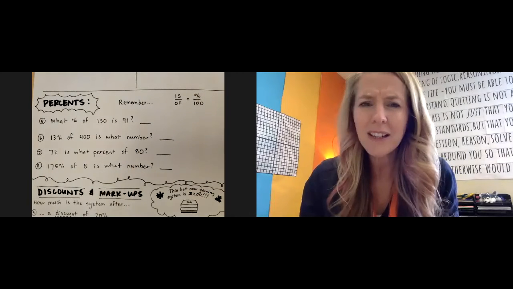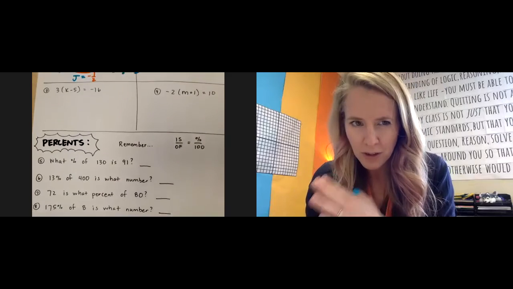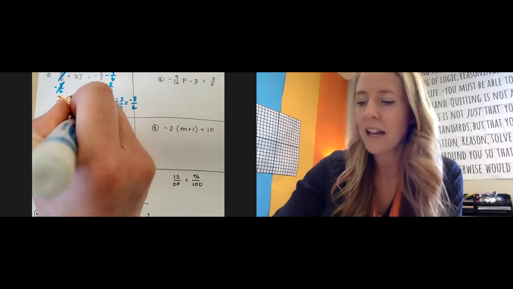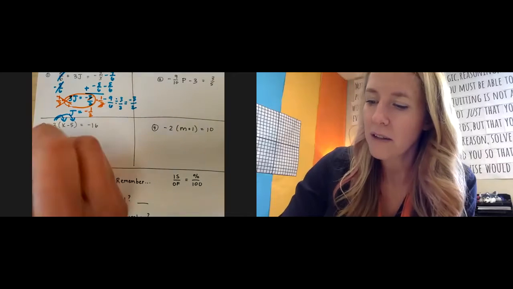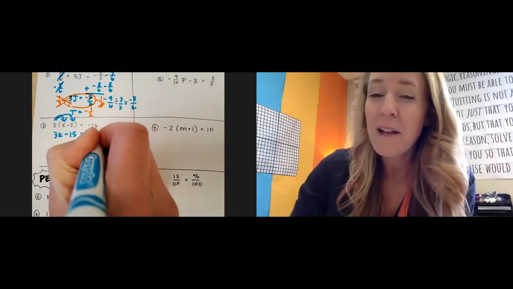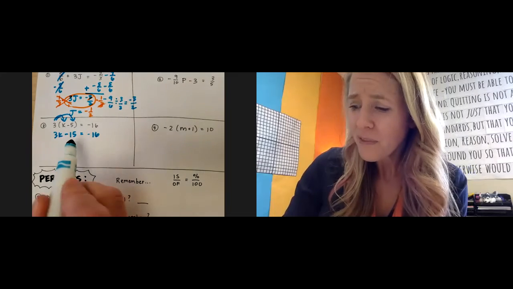Oh, you know what? I got so excited. I'm going to come back to percents in just a second. I'm going to still finish this one. 3 times k and 3 times -5. That's how I would start out this equation. I'm sorry for transitioning really quickly there, but I wanted to make sure that my recording isn't too long.